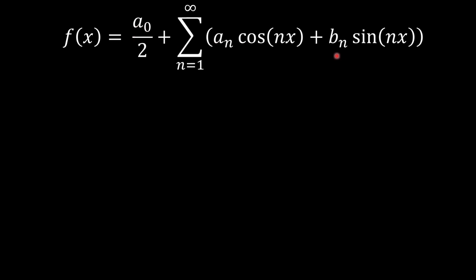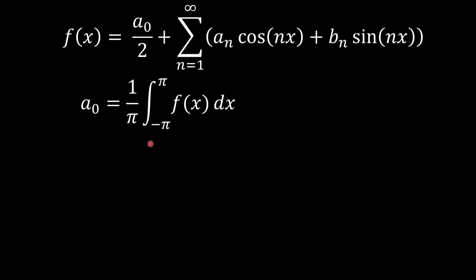If you spread out these cosine nx and sine nx terms, since these are periodic, we have negative and positive lobes of equal numbers. You realize that if we integrate them, a naught would be left out, and a naught would be 1 over pi times the integral from negative pi to pi of f(x).